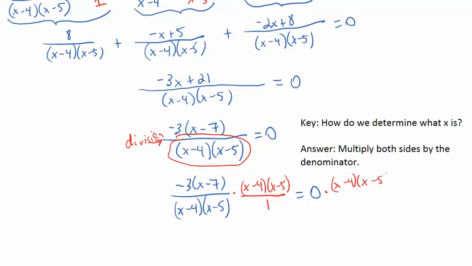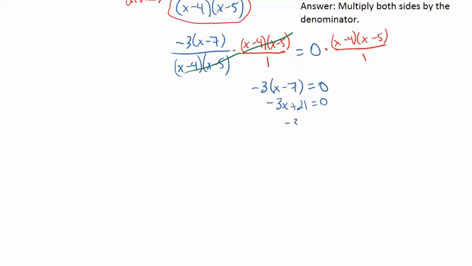So the goal here is to get rid of that denominator. And so when you do that, on the left side, this all cancels when you multiply the two fractions, and you're just left with the numerator, negative 3 times x minus 7. And on the right side, 0 times anything, even this nasty fraction, is still 0. Now you can get x by itself pretty easily. So in this case, you could divide both sides by negative 3, or you could distribute the negative 3. Let's do that. Negative 3x plus 21 equals 0.